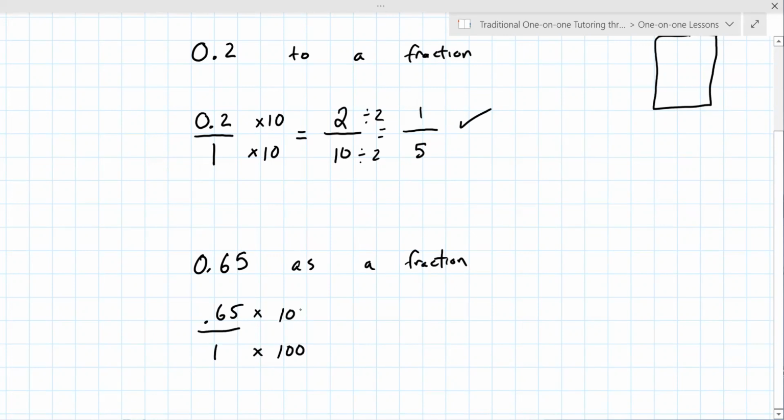Now, why is it 100 in this problem and only 10 in the previous problem? Because it takes 2 zeros to move over the 65, and then it only takes 1. The way I say it is I count the number of decimal positions. If there's 2 of them, I have 2 zeros. Okay, so 65 on top, 100 on the bottom. Are you able to reduce this fraction? Can you think of a number that goes into both 65 and 100?